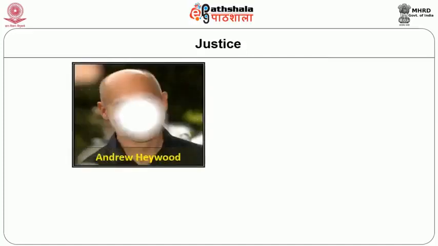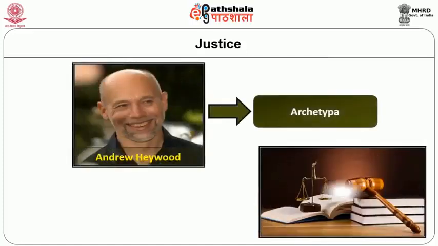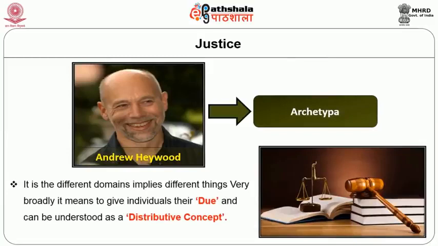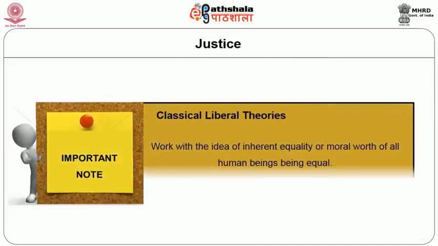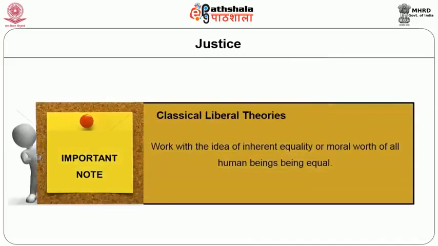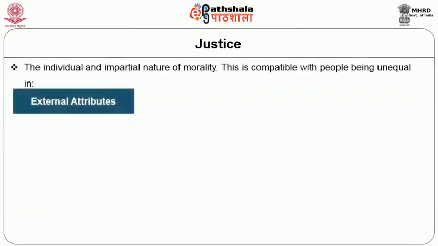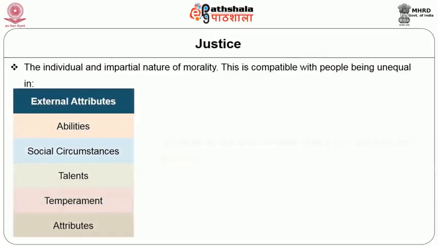What is justice? According to Andrew Heywood, it is an archetypical example of an essentially contested concept. Very broadly, it means to give individuals their due and can be understood as a distributive concept. However, it is important to note here that most classical liberal theories work with the idea of inherent equality or moral worth of all human beings being equal. It has at its very basis the individual and impartial nature of morality.